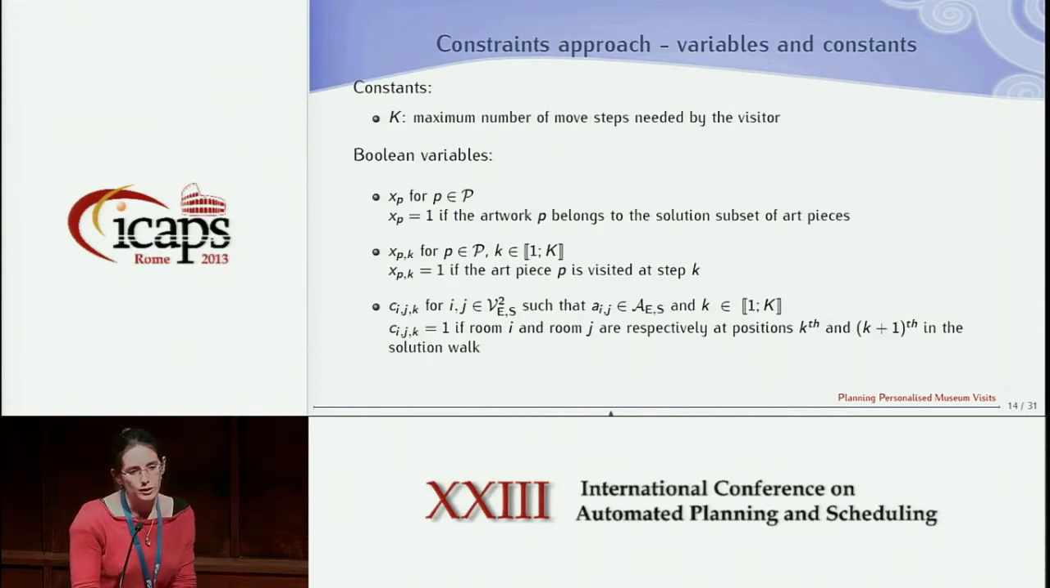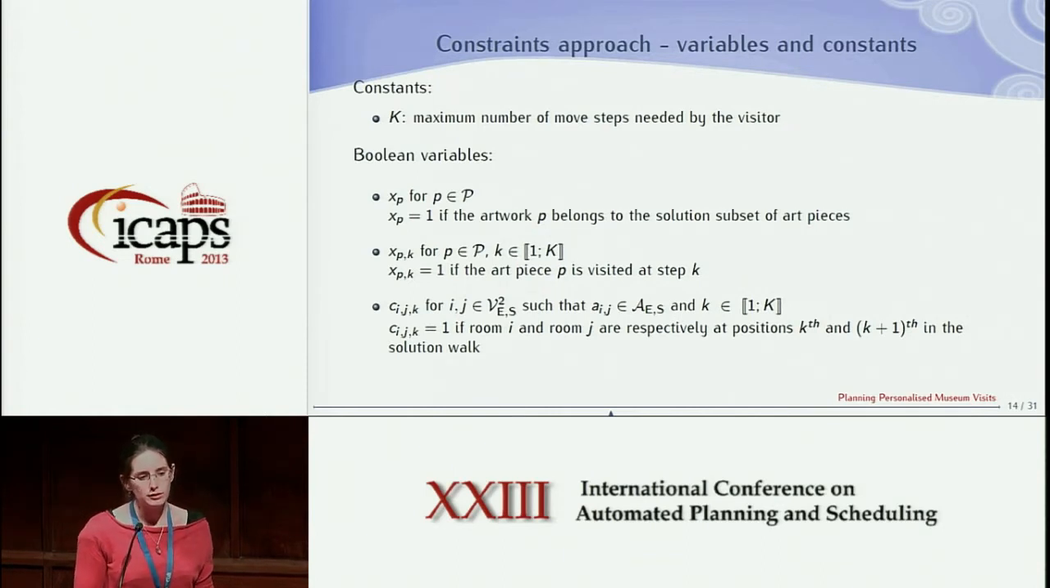So now I'm going to detail the constraints approach. In the constraints approach, we have one constant that will be very important to us, which is the maximum number of moves that the visitor will need to do the visit in the museum. I will come back to that constant later.